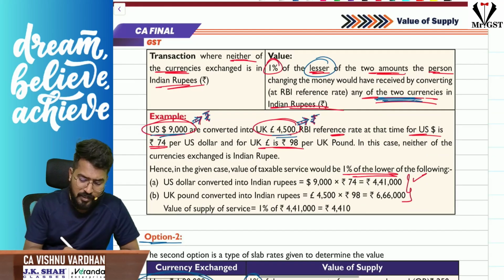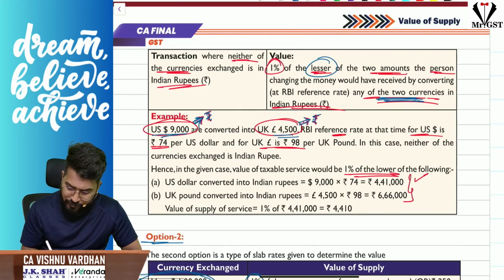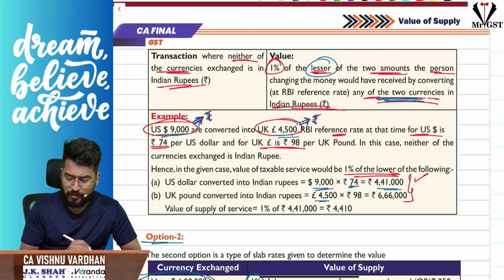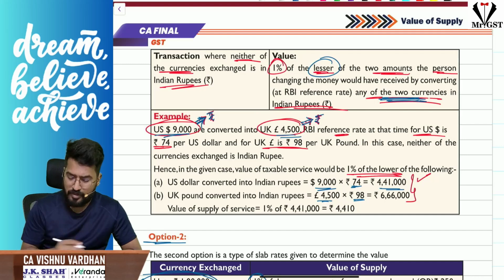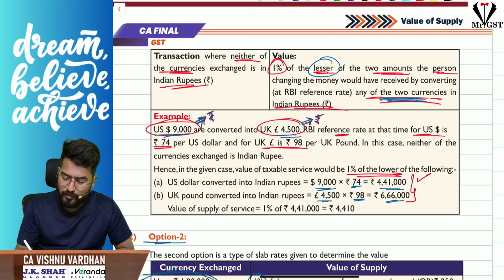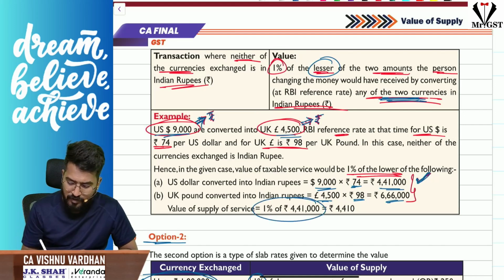For example, $9,000: converting it into rupees at the RBI reference rate of 74 rupees, I get 6,66,000. If I convert 4,500 pounds into rupees at the RBI reference rate of 98 per pound, I get 4,41,000. Whichever is less, that amount will be the amount. On that I should take 1%, that will be the value of supply.